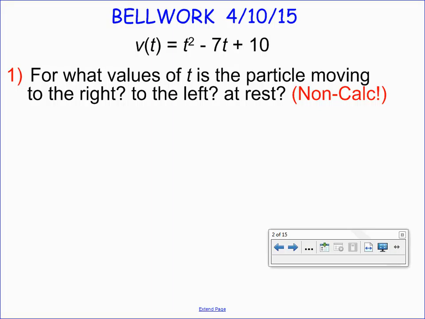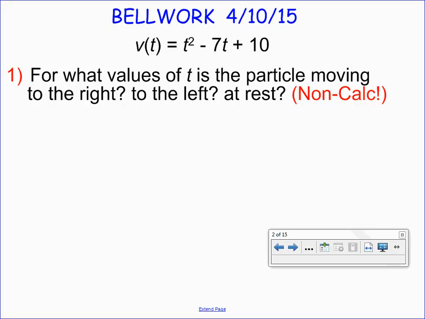For what values of t is the particle moving to the right, moving to the left, or at rest if we're given a velocity function v? Well, recall that velocity is directed motion. The sign of velocity tells me the direction that the particle is moving. For positive velocity values, we know the particle is moving to the right. For negative velocity values, my particle is moving to the left. And if the particle is at rest, that's just code for stopped, where its velocity equals 0.